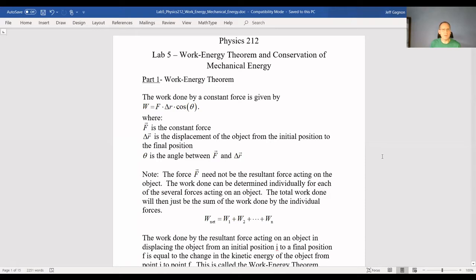Hello, everyone, and welcome to Physics 212. This is lab 5. This lab is on the work energy theorem and conservation of mechanical energy. So I want to start by giving some definitions of what work is, how to compute it, what kinetic energy is, what potential energy is. So I'm going to give you the background so that we can do this particular lab. Okay, let me go to the iPad and start with a definition of work.